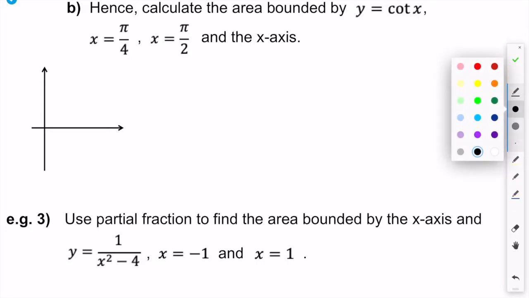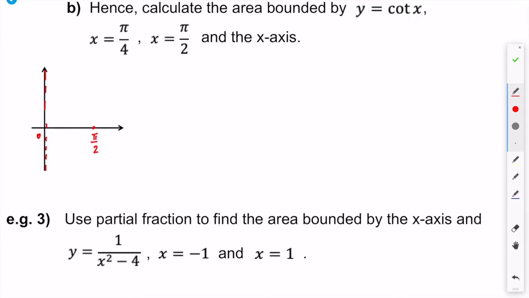We know that the graph of cotangent x, at 0, has a vertical asymptote, and at pi over 2, it is 0, and it looks something like that. Pi over 4, it's halfway, so it looks safe, right? Because we are interested in this particular area here. That's good, so there's no trick.